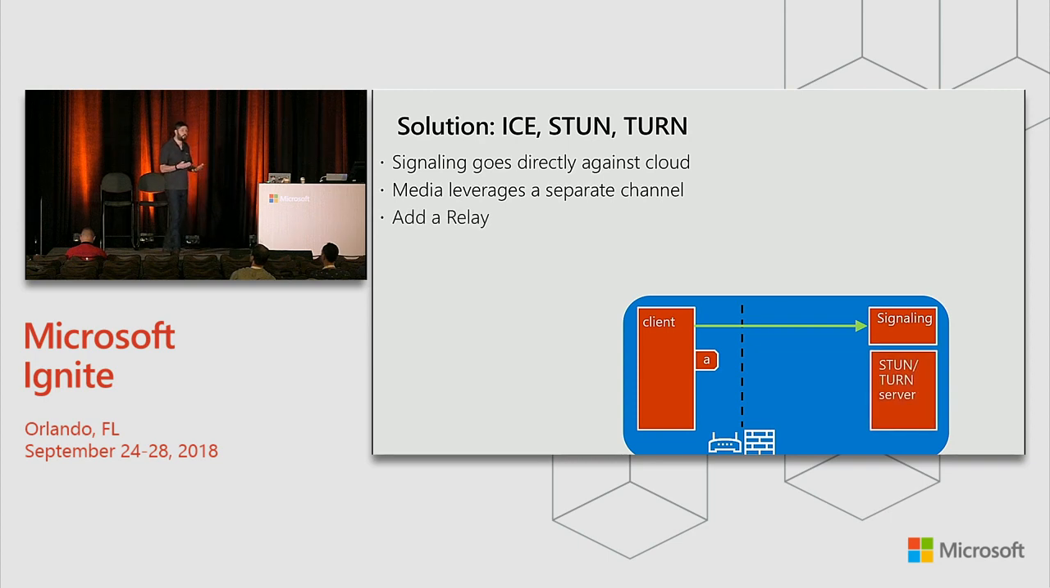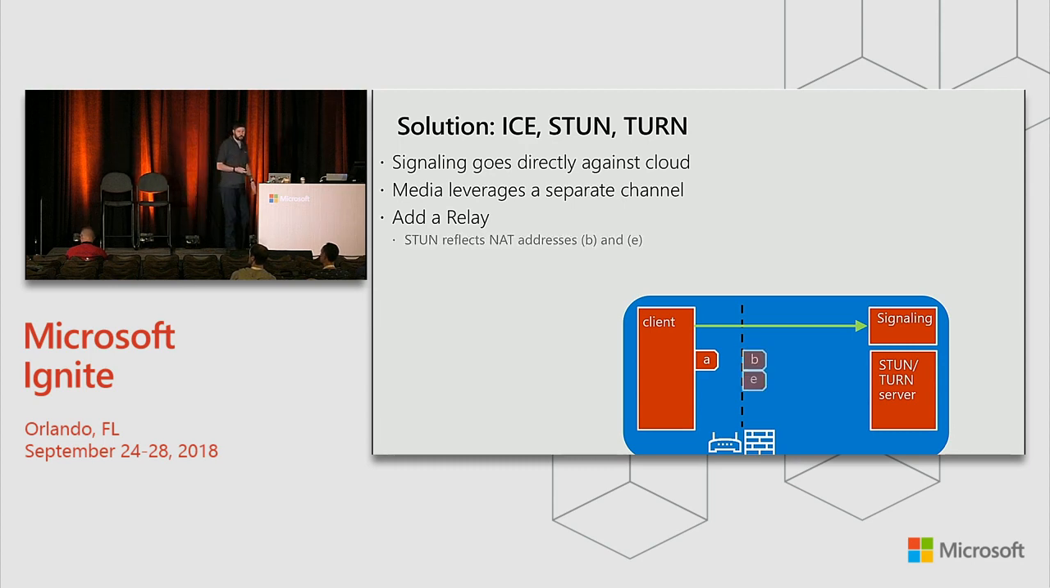Now media, that's a separate channel. We have audio, video, desktop sharing. They all use separate channels from signaling. So what we do, we can add a relay there. Because as we talked about with Alice and Bob, there's NAT between them, they can't talk directly to each other. So what does the relay do?